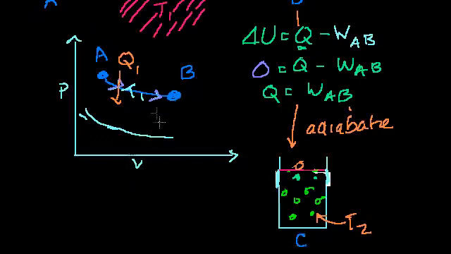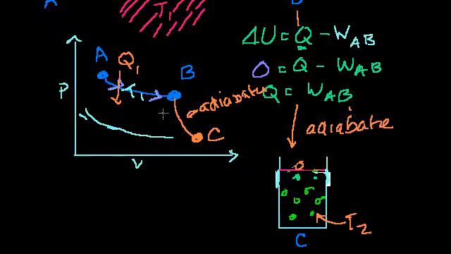From B to state C, let me do it in another color. Let me do it in the orange color of this arrow. So it'll look like this. And now we are at state C. Now this was adiabatic, which means there was no exchange of heat. So I don't have to figure out how much heat got transferred into the system.